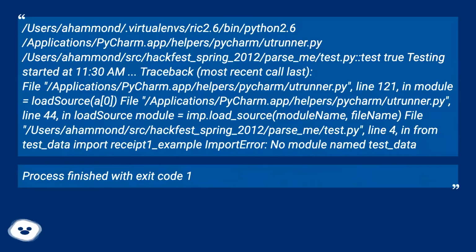Testing started at 11:30 am. Traceback, most recent call last: file break time equals ones, line 121, in module equals load source is 0; file break time equals ones, line 44, in load source, module equals imp.load_source(module name); file break time equals ones, line 4, in from test_data import receipt1_example import error, no module named test_data. Process finished with exit code 1.